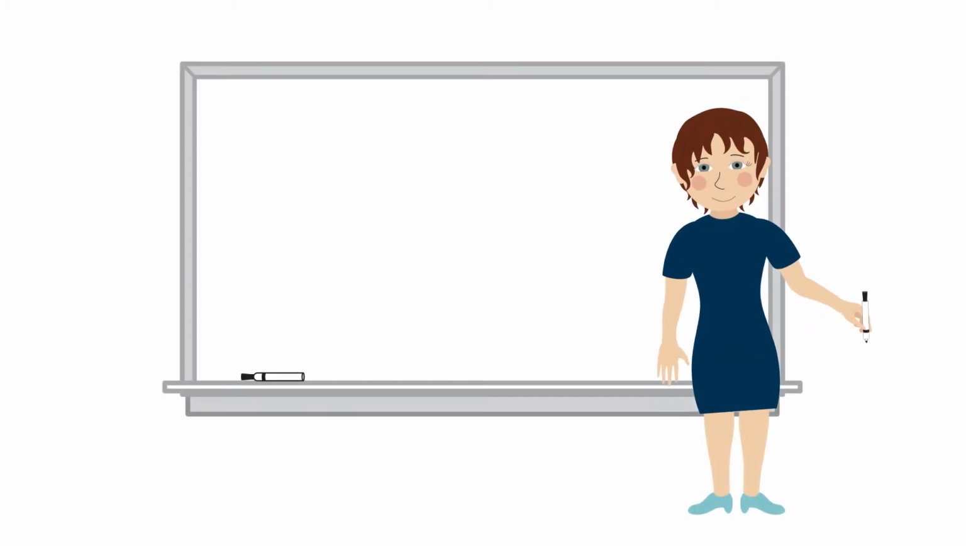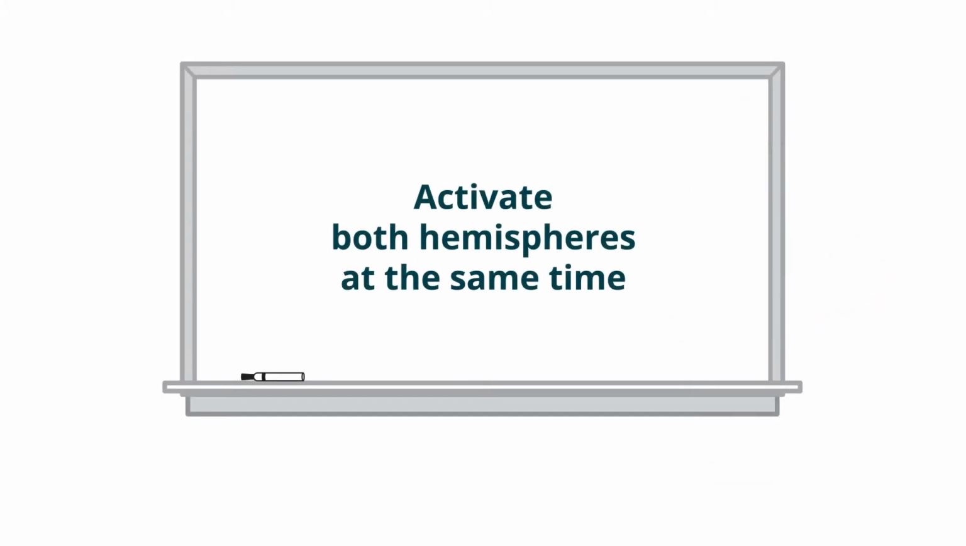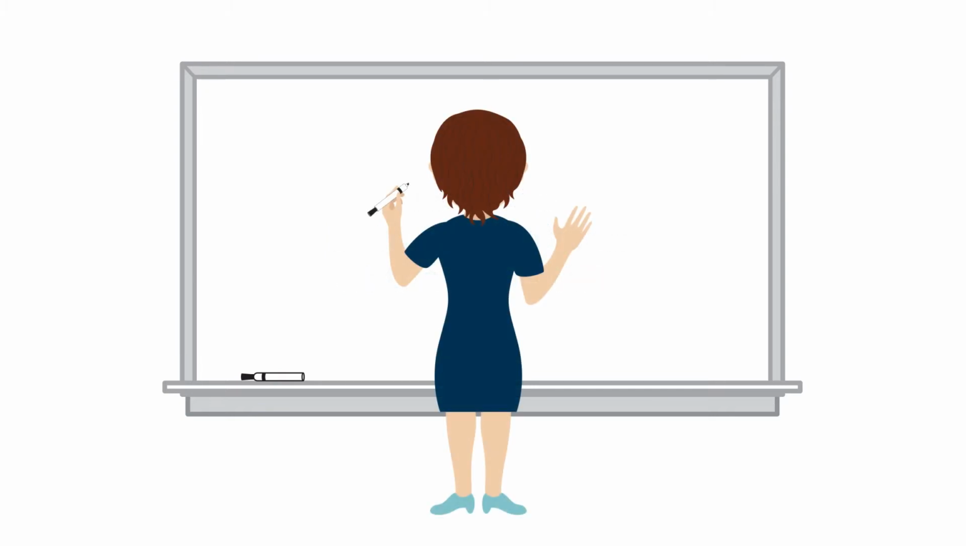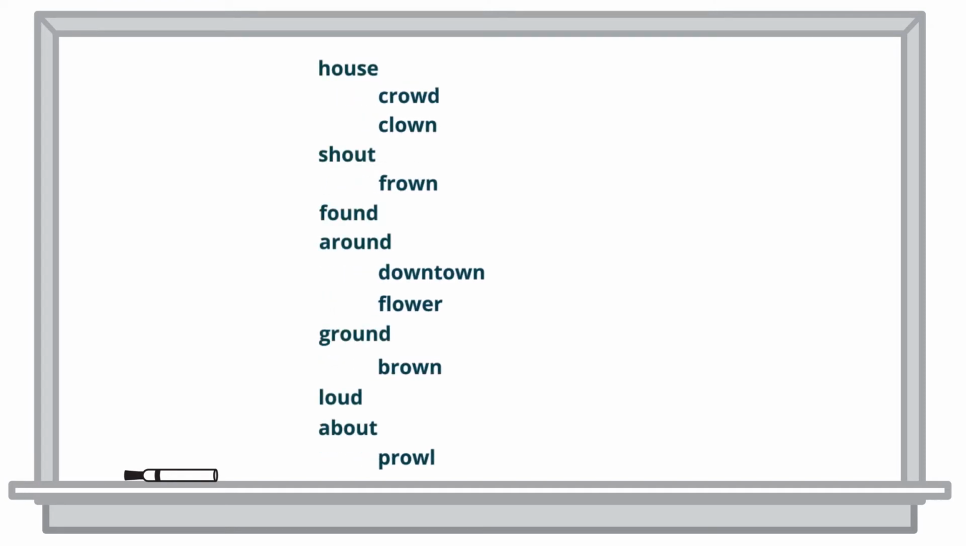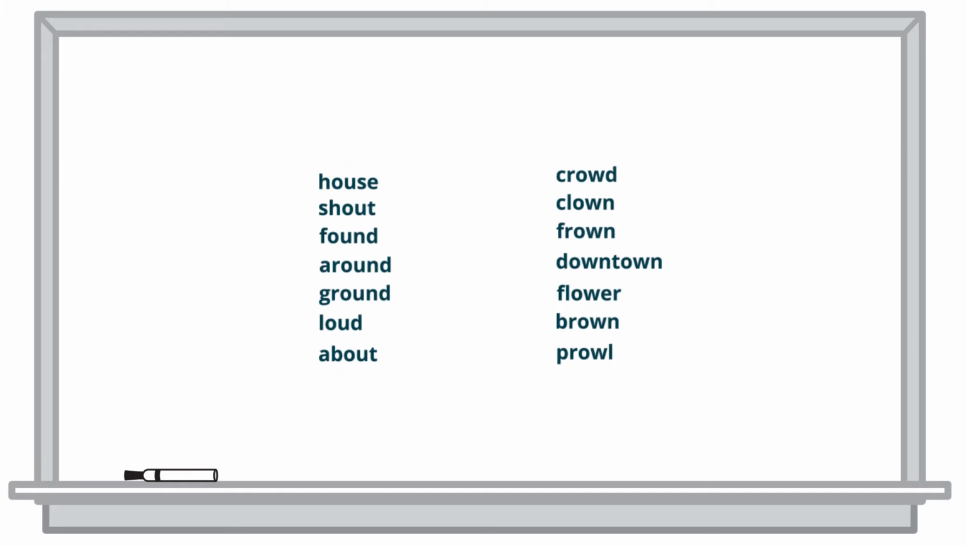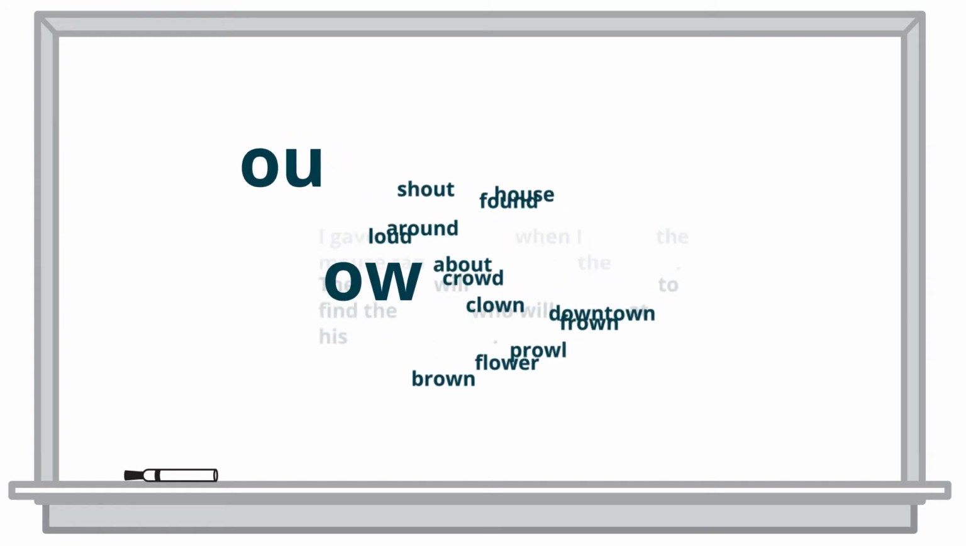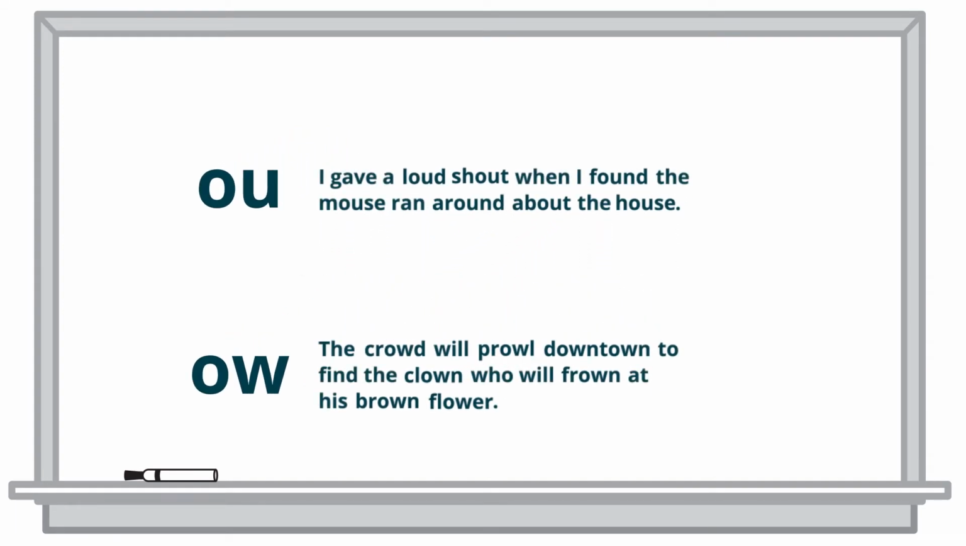Let's see what happens when we transform this left brain lesson into a lesson that activates processing in both hemispheres at the same time. First, let's activate right brain processing by finding similarities between the words. Let's organize the list into two groups by sound spelling. Let's continue to activate right brain processing by linking each group of words into a sentence. One group of words becomes a mouse story, and the other group of words becomes a clown story. All OU words belong to the mouse, and all OW words belong to the clown.